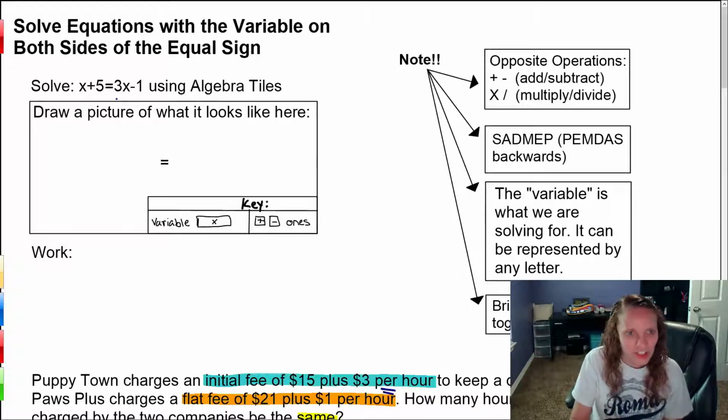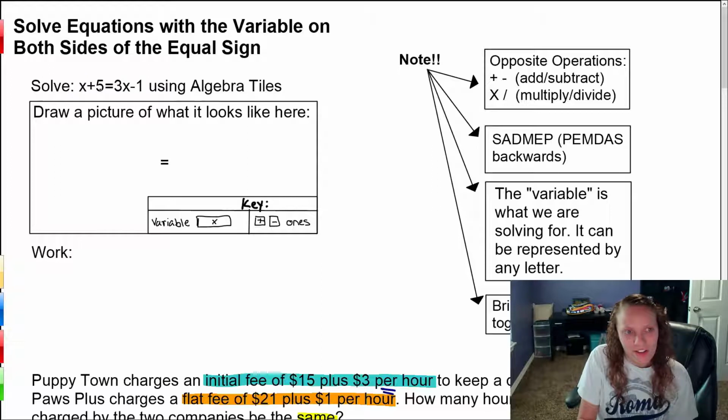But first, let's look at what it looks like with algebra tiles. We have x plus 5 equals 3x minus 1, and all I want us to do is draw a picture of what this equation looks like. And then down at the bottom I have a key. A variable x will be like a rectangle, and then the ones will be like little squares. Now please do not think that these are base 10 blocks. They are not. These are algebra tiles.